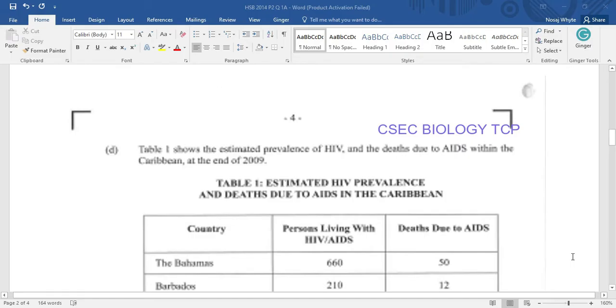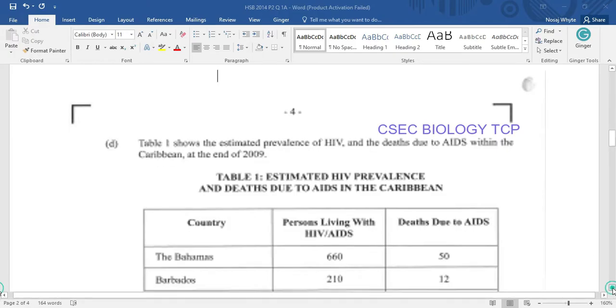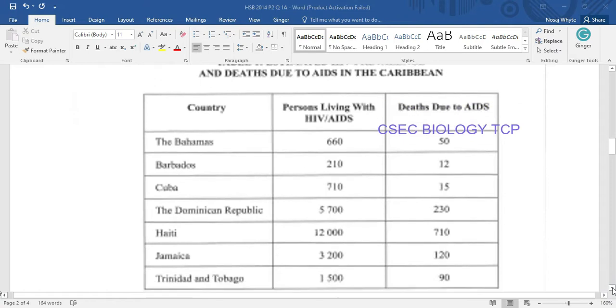And we come upon the section that most students are afraid of. It's the graph. Now the table shows the estimated prevalence of HIV and the death due to AIDS within the Caribbean at the end of 2009. Now the table here has a name, Table 1, estimated HIV prevalence and death due to AIDS in the Caribbean. So that is the name of the table, and we need to pay attention to that. Then we must also look at what is captured in the table.